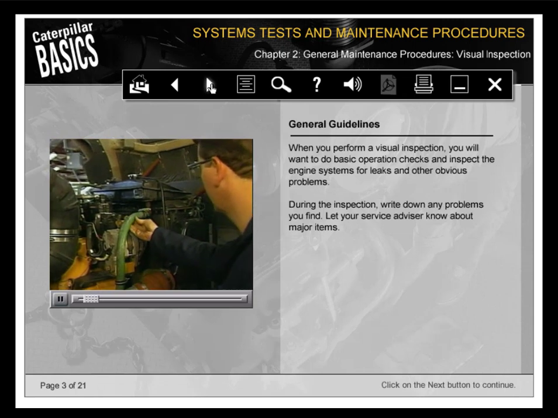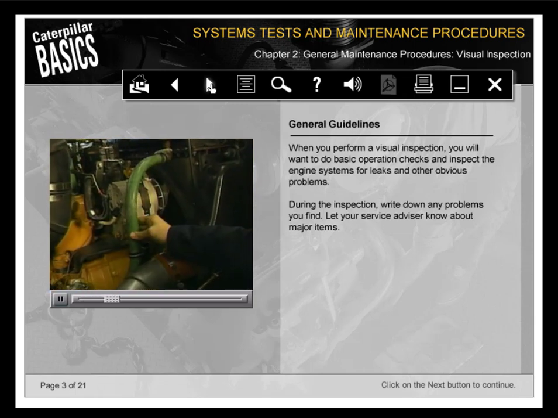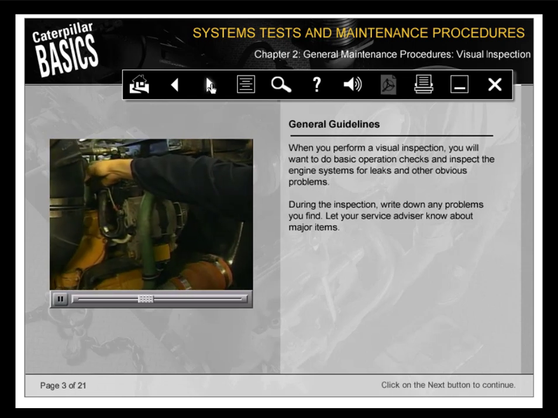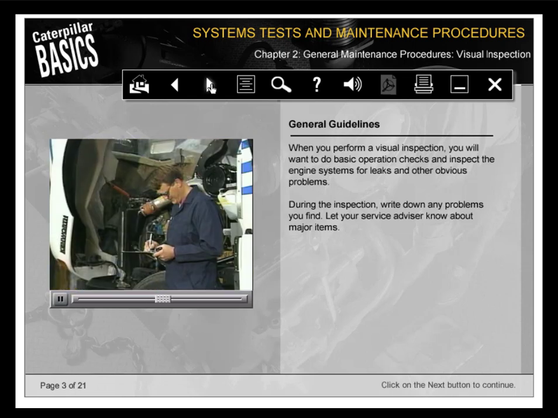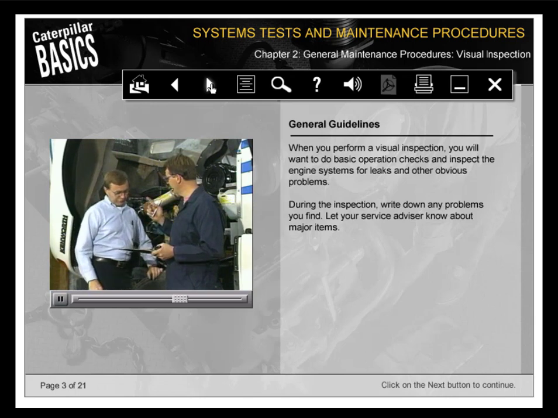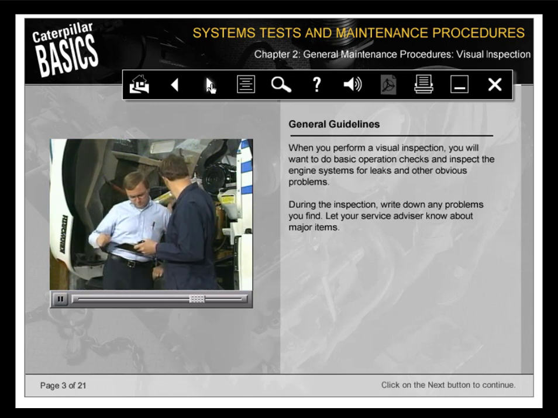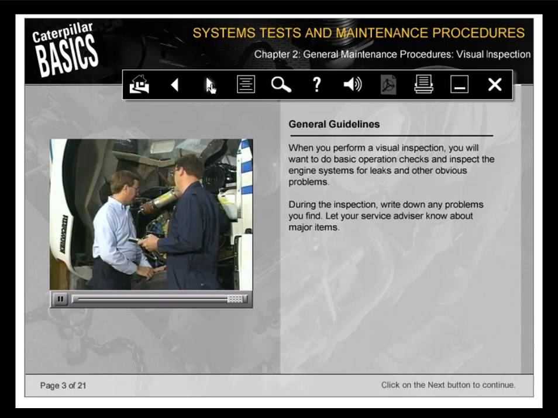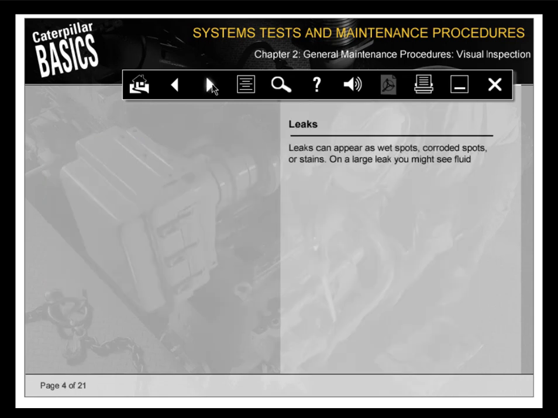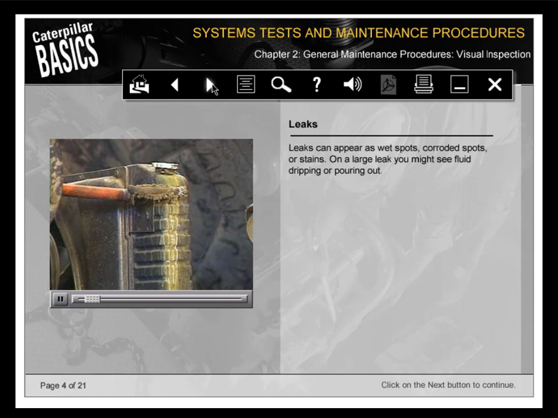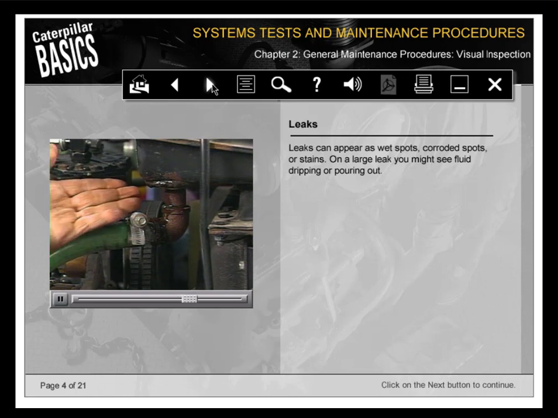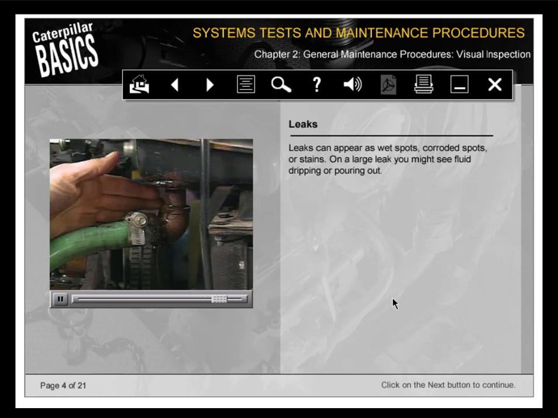When you perform a visual inspection, you will want to do basic operation checks and inspect the engine systems for leaks and other obvious problems. During the inspection, write down any problems you find. Let your service advisor know about major items. Leaks can appear as wet spots, corroded spots, or stains. On a large leak, you might see fluid dripping or pouring out.